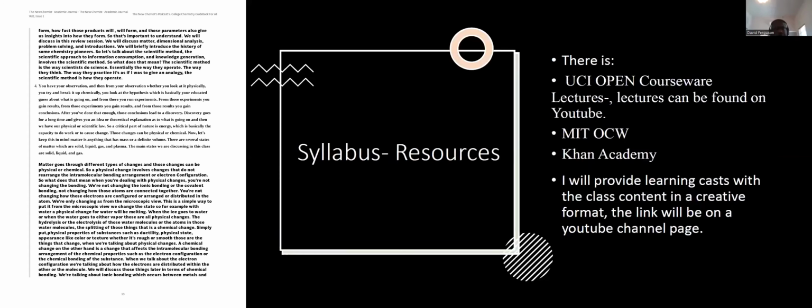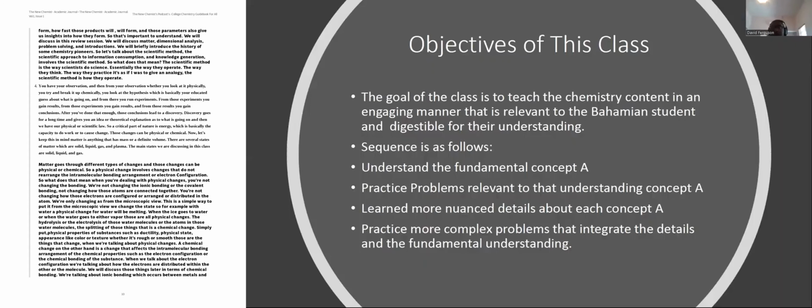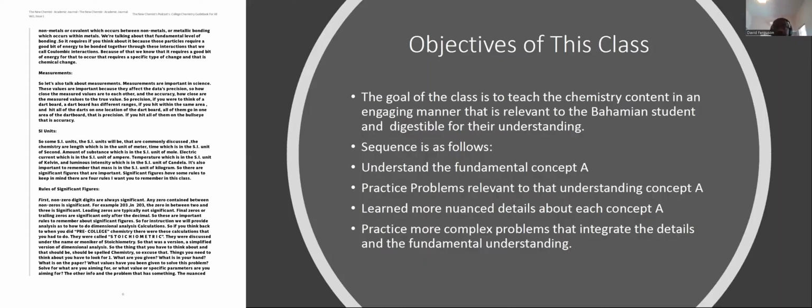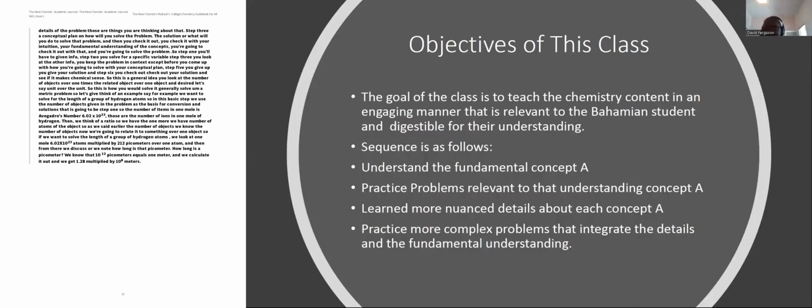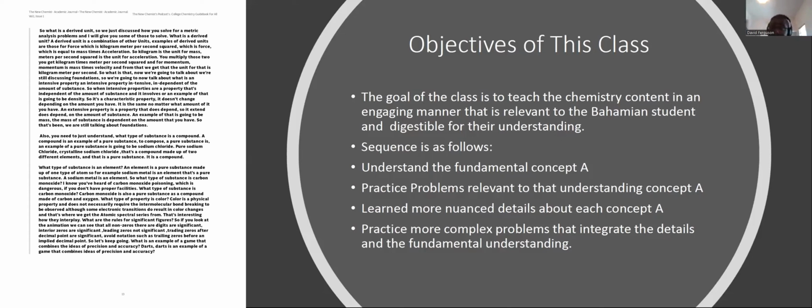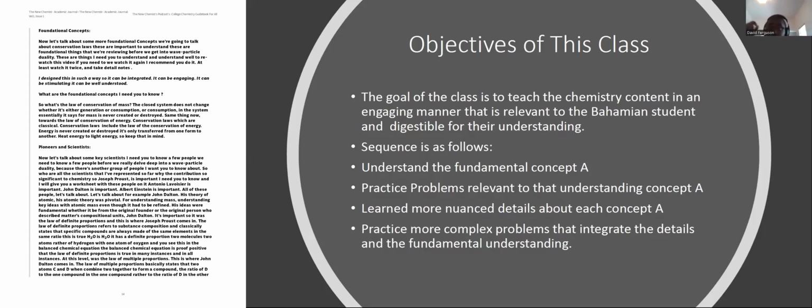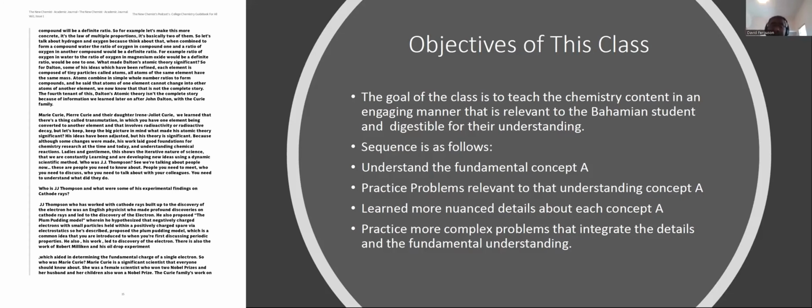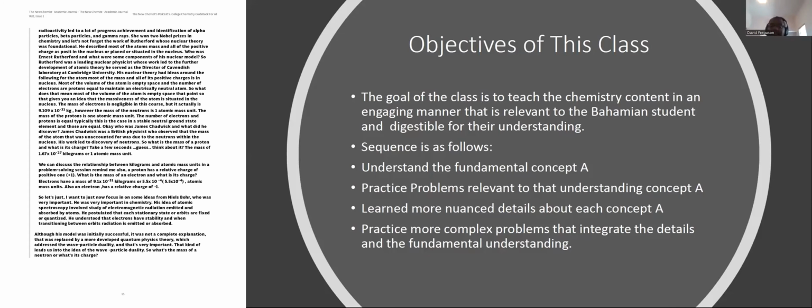So, keep track of your work, keep track of your assignments. Remember, the goal of this class is to teach the chemistry content in an engaging manner that is relevant to the Bahamian student and digestible for their understanding. The sequence is as follows. Understand the fundamental concept, practice problems relevant to that fundamental concept, learn more nuanced details about the fundamental concept, and practice more complex problems that integrate the details and the fundamental understanding.